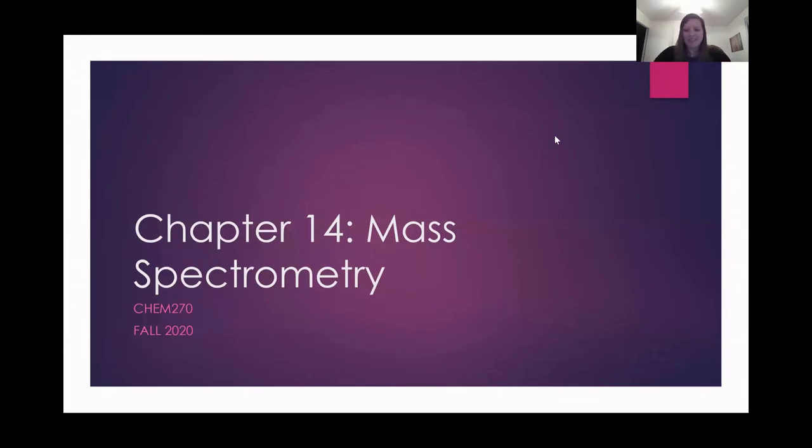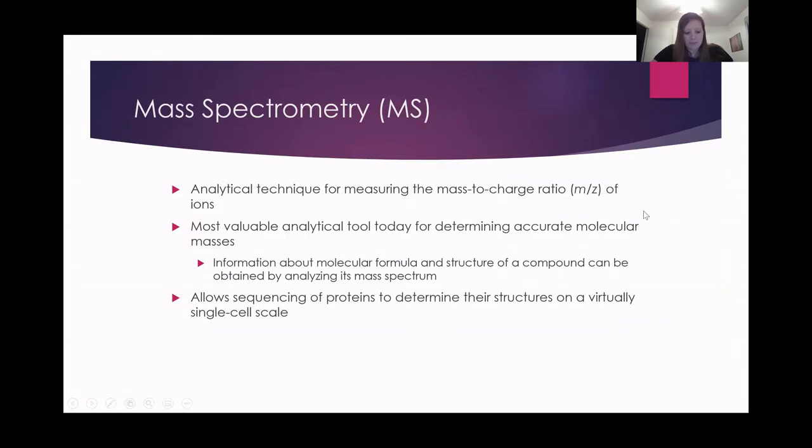Hey guys, and welcome to the last lecture for organic chemistry this semester. We've been talking a lot about spectroscopy, and we're going to introduce our last spectroscopy here, which is mass spectrometry.